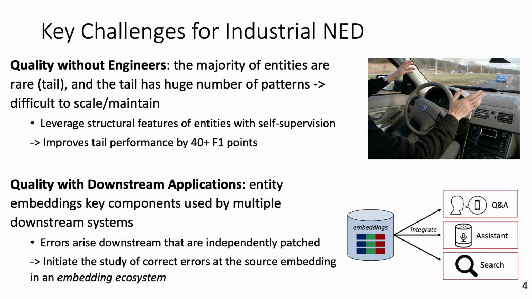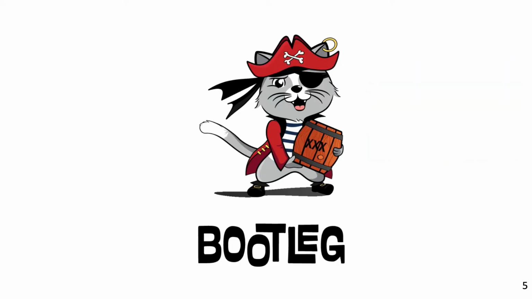Now, the second challenge is that these systems need to have quality with respect to the downstream applications their embeddings are incorporated into. Now, errors will occur in these downstream systems, it's inevitable. And currently, these errors are patched in each downstream system independently, which results in inconsistencies between products. So I'm not going to go into detail about this in my talk, although I will touch at a high level at the end about the challenges of this ecosystem. But in our paper, we do initiate the study of how to correct for these errors at the source embedding, and I encourage you to take a look. So now I'm going to talk about our system, Bootleg.